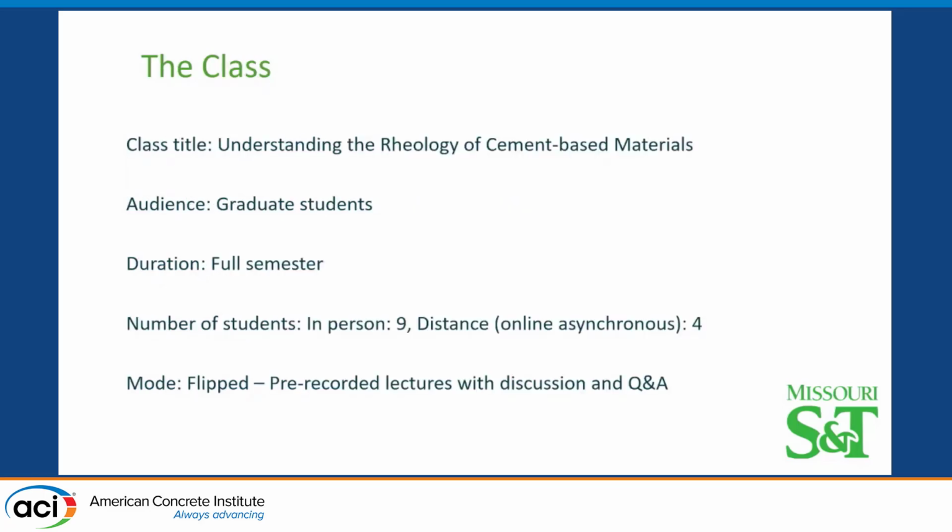So the class itself is called Understanding Rheology of Cement-Based Materials. Target audience, grad students. In our case, it's a 6,000 level class, the highest level class we can have. Undergrads can only get in very exceptional circumstances, so the audience is 100% grad students. For the full semester, I had 9 in person and also 4 online, so I had a distance component as well. That forced me, because we've done this class before, to flip the entire classroom. Anything that I felt was lecture related was pre-recorded, and then we had discussion sessions, Q&A, and so on to spend the time in the class.